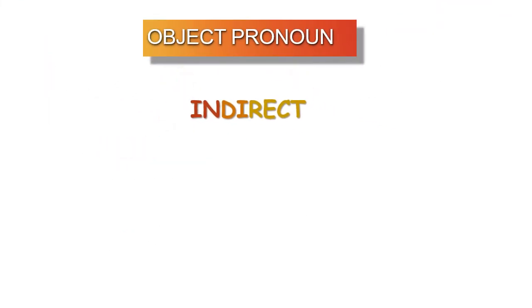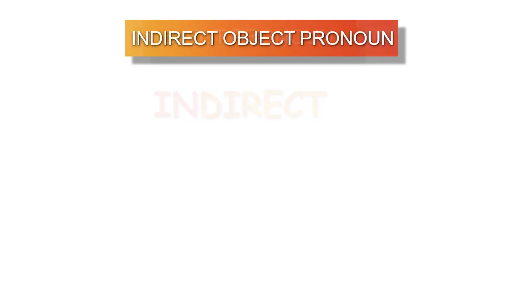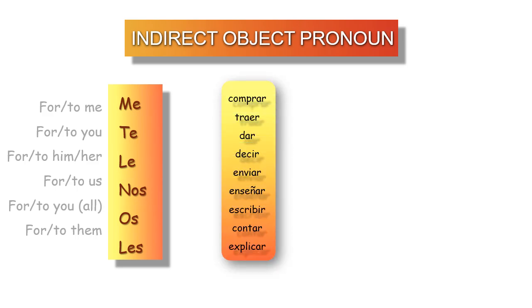Now, indirect object pronoun. They are used to indicate to whom or for whom something is done. Notice that with these verbs, you don't choose between la or lo. It's always le or les in plural. There are verbs that trigger these indirect object pronouns. For example, comprar, traer, dar, escribir, explicar.